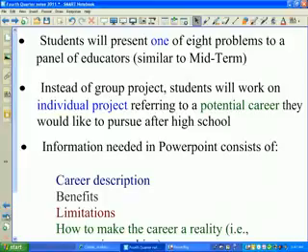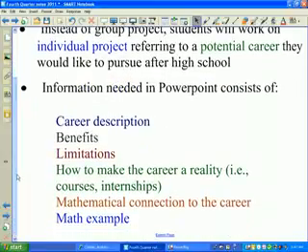The other part is going to consist of students doing a PowerPoint presentation based on a potential career. So the things that I have listed below, students are really going to need to copy these things down. The career description. So they're going to give me a brief description. Trust me, bullet points are your best friend. Just give me a brief description about the career that they're thinking about pursuing.